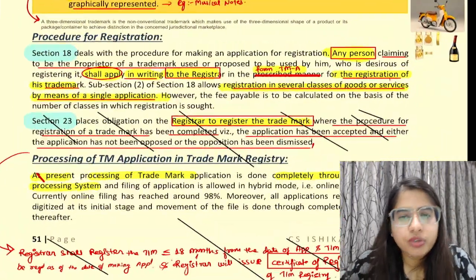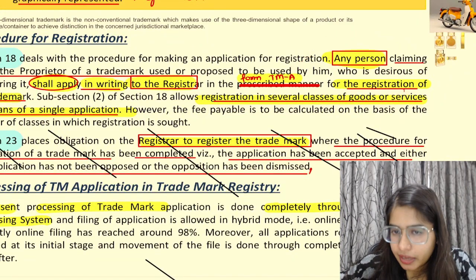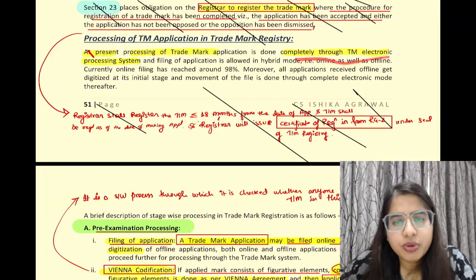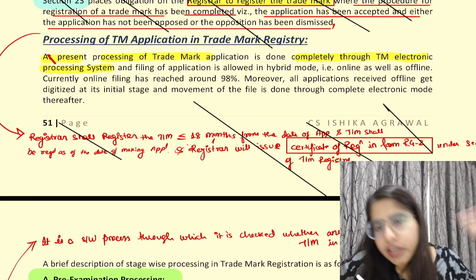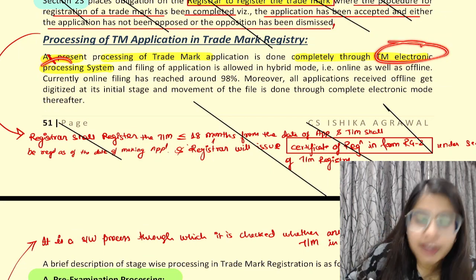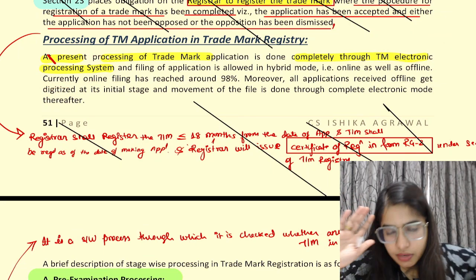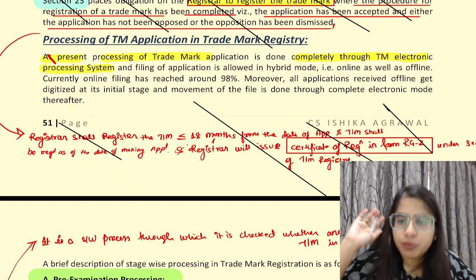My dear, you want to submit an application? Yes. For the registration of a trademark, you can submit it in the form number TM-A, and after that they will do the processing. Not very important. The processing of the trademark is done completely online through a system. There is a proper software system called the Trademark Electronic Processing System, an online software system which the trademark registry uses.